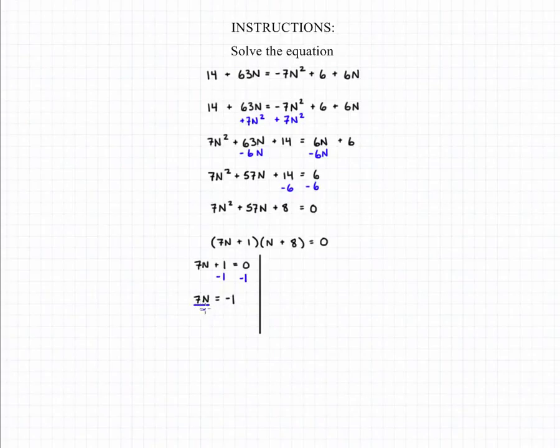And then we divide both sides of the equation by 7, and that will give us n is equal to negative 1 over 7. On the other hand, if n plus 8 is equal to 0, we're going to subtract 8 from both sides of the equation, and that will give us n is equal to negative 8. So our two solutions are n is equal to negative 1 over 7 or negative 8.